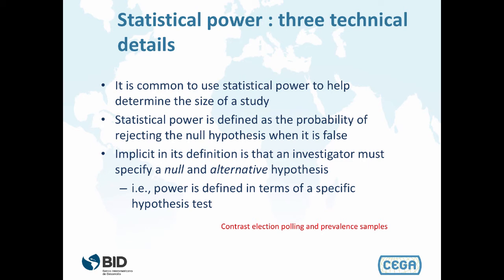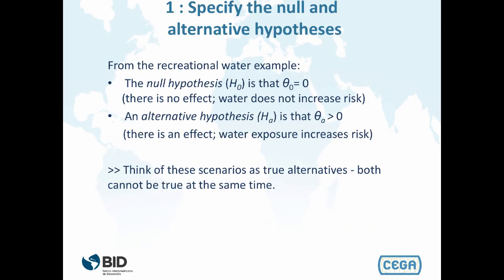There are 3 technical details that we need to consider. It's common to use statistical power to help determine the size of the study. Statistical power is defined as the probability of rejecting the null hypothesis when it is false. Implicit in this definition is that an investigator must specify a null and an alternative hypothesis. The power is defined within these specific hypothesis tests.